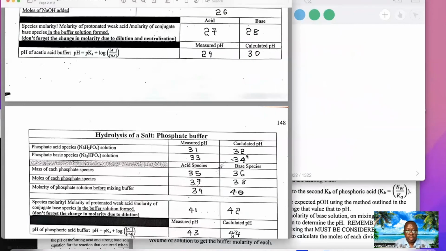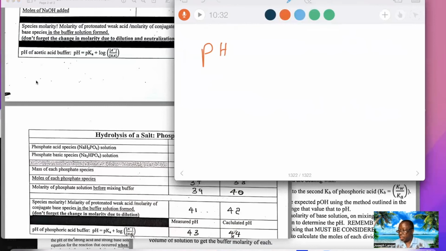For the pH of the base, line 34, pH is given by 14.00 minus pOH. Remember, pH plus pOH equals 14.00. And that will give you line 34 here.